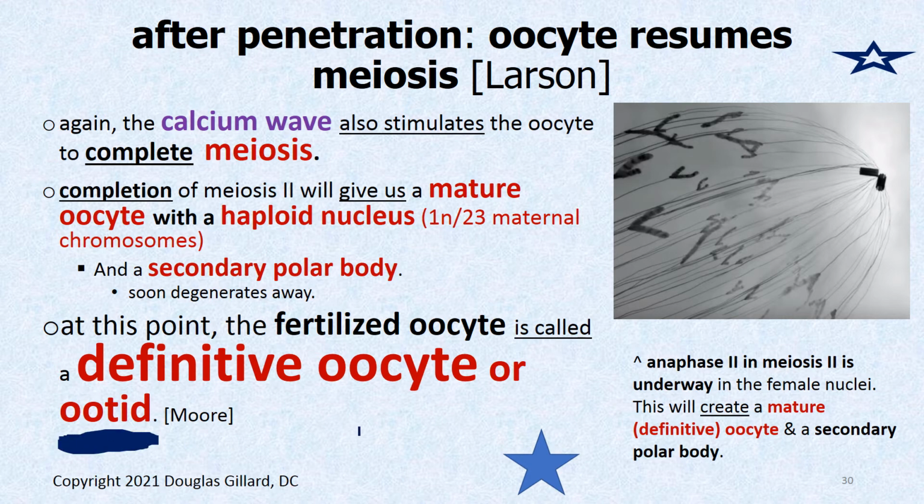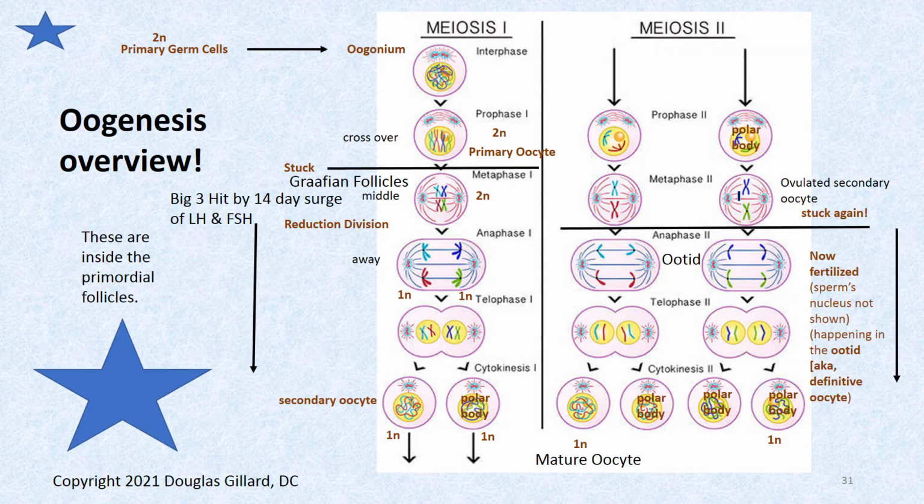That secondary oocyte, which was ovulated about the 10th day of the month on the female menstrual cycle, will never become mature unless a sperm gets inside of it. If a sperm gets inside of it, that secondary oocyte matures into the final product, which is a definitive oocyte, or you can call it the ootid. I have a feeling it's going to be called the ootid because that's how Moore's does it. Okay, and that's just a picture of anaphase 2 going on, and we're getting closer to forming the mature ootid.